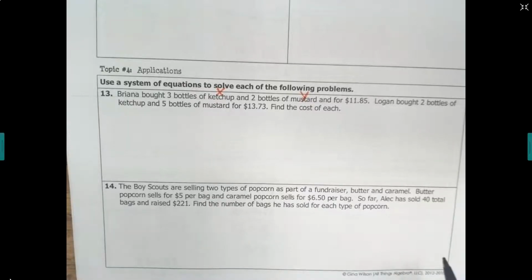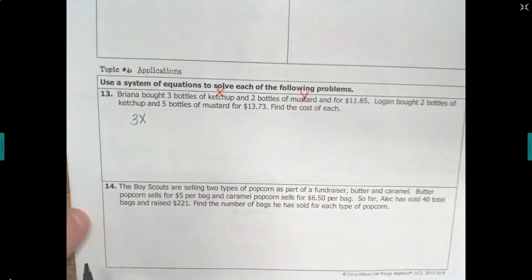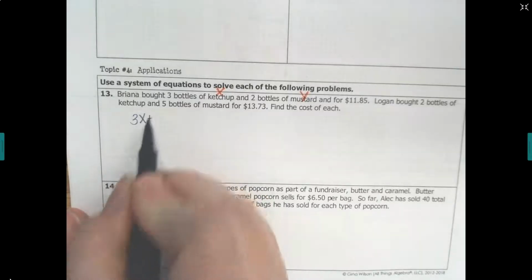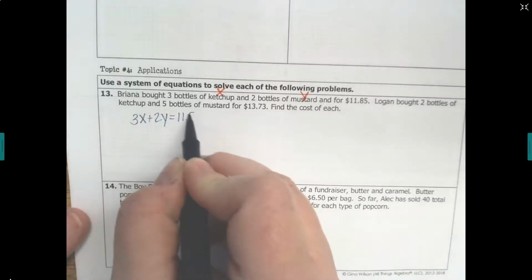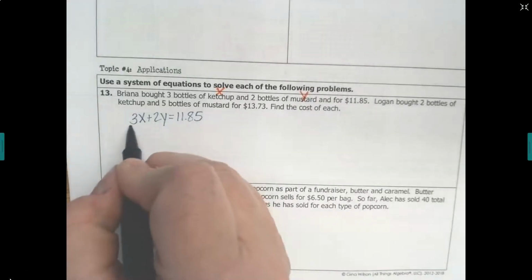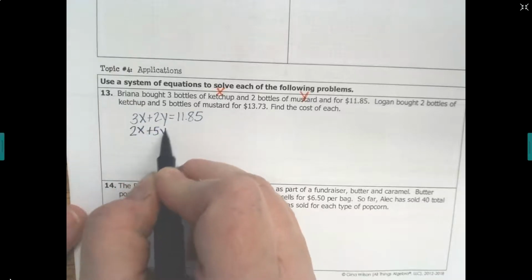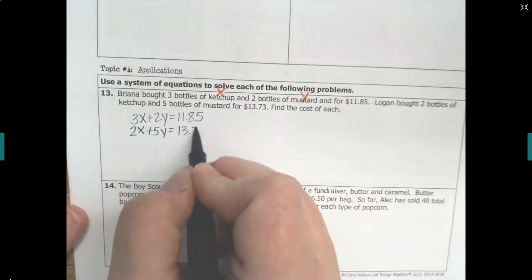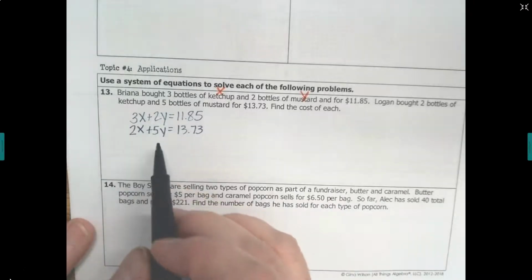So Brianna bought 3 bottles of ketchup and 2 bottles of mustard for $11.85. So I'm going to say 3 bottles of ketchup plus 2 bottles of mustard, and she spent $11.85. Then we have Logan, who bought 2 bottles of ketchup and 5 bottles of mustard, and Logan spent $13.73. Now I want to know the cost of each. Once they're set up, remember, set them up x's over x's, y's over y's.